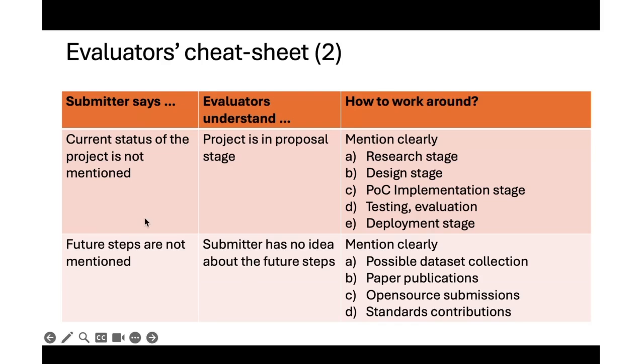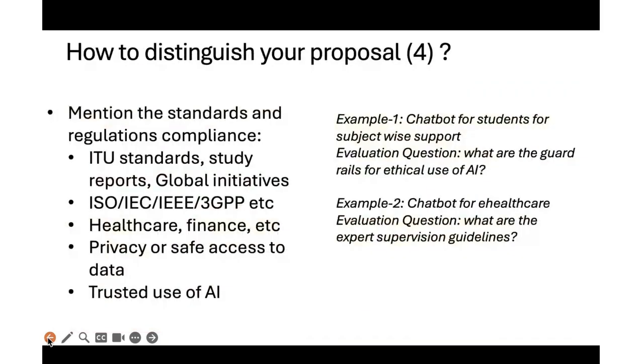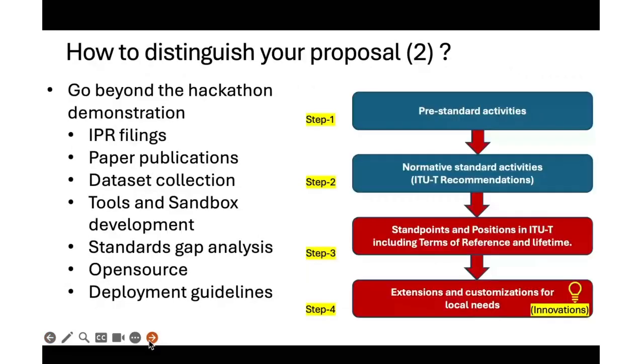So these cheat sheets allow you to get into the evaluator's scoring sheet and clearly create an edge with respect to your competition, your fellows who are trying to win this competition. So in short, you need to look at how to distinguish your proposal. You need to clearly mention some aspects to take it forward. Look beyond the hackathon demonstration. You're not limited by the hackathon demonstration.